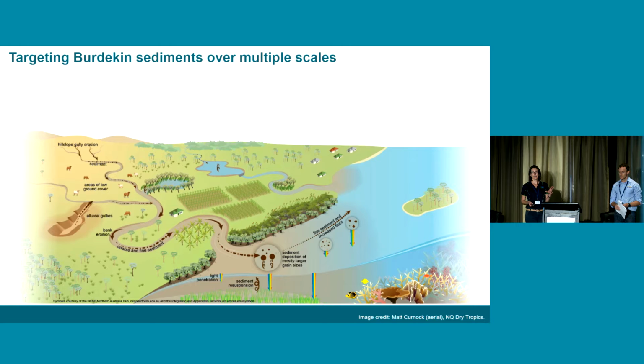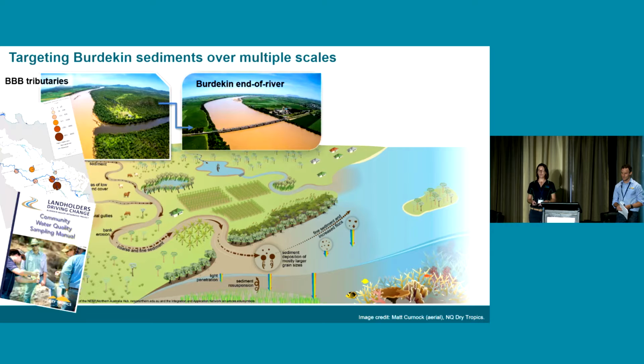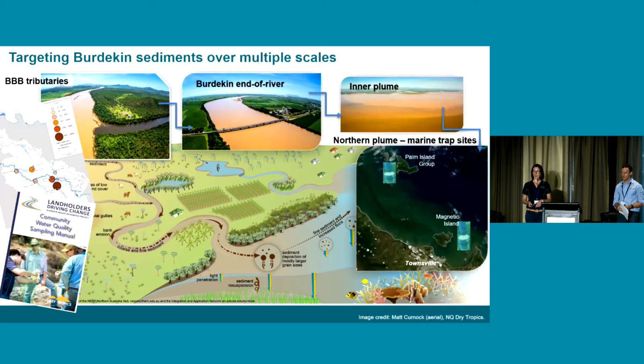A couple of others have shown this conceptual diagram that was developed as part of the NESP synthesis project. Today we're going to be going back up into the catchment in the Triple B, and Roger will continue on at that scale. We'll also look at our NESP project, which focuses downstream to the Burdekin end of river, inshore plume and northern plume, as the Burdekin moves up towards Magnetic Island and the Palm Island group. So we looked at both spatial and temporal scales. We sampled high flow events that occurred in 2017, 2018 and 2019.